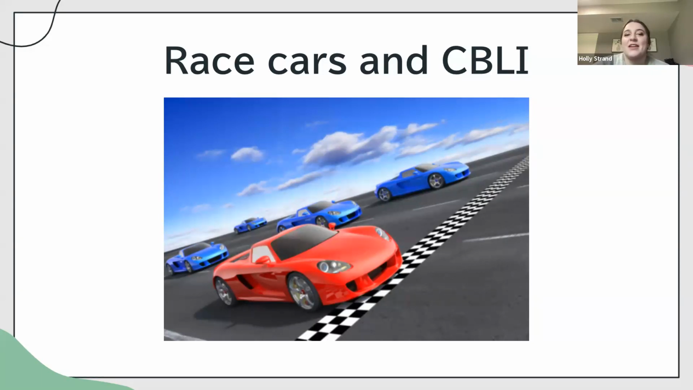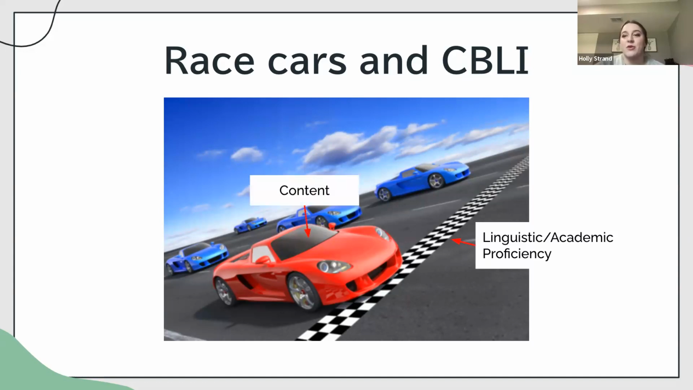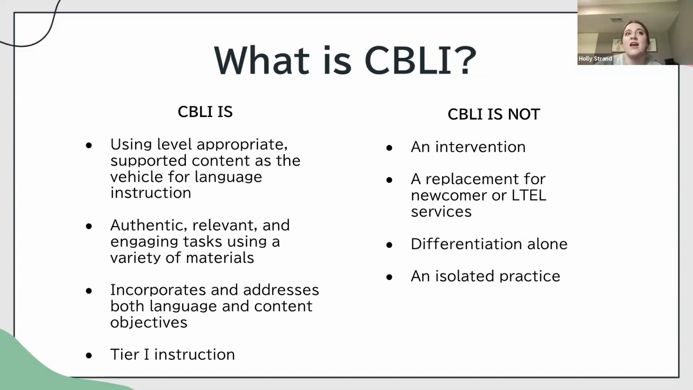What I want you to keep in mind is that for all of us teachers, linguistic and/or academic proficiency is always the goal. What we use to get there can be different. What we're going to focus on today is using content to reach our goal of linguistic and academic proficiency for students. So what is CBLI?